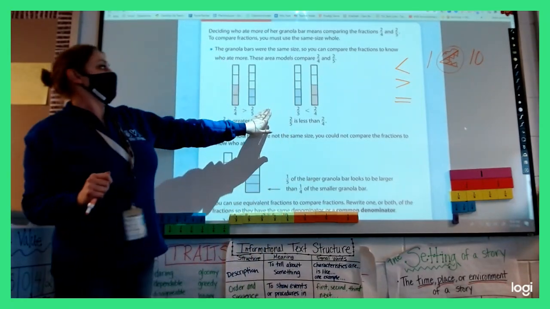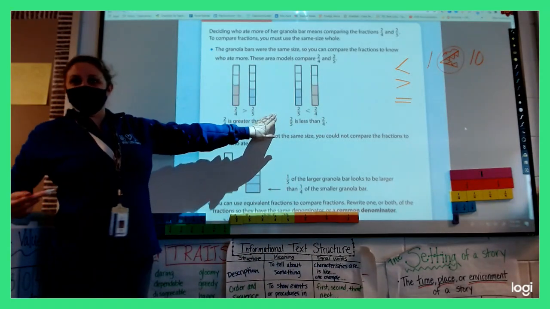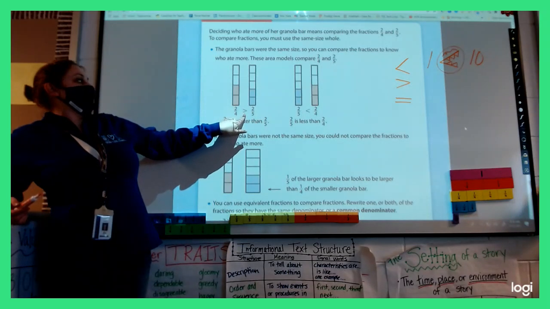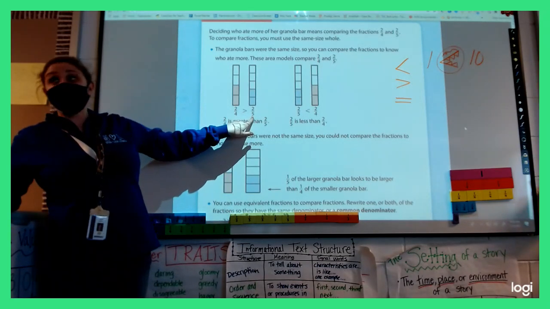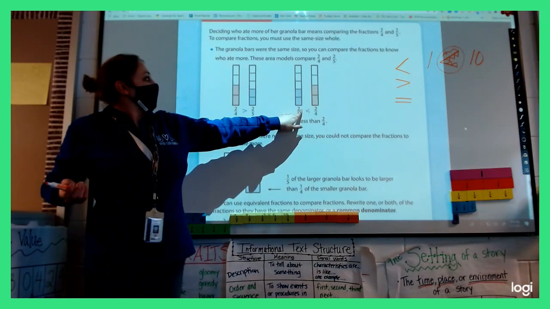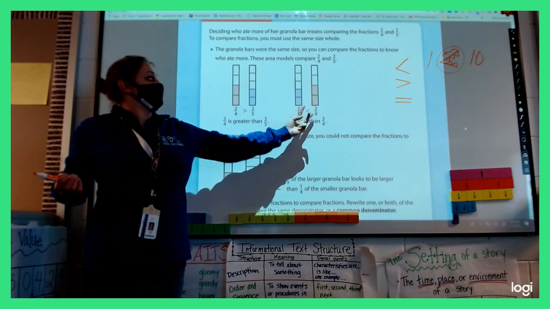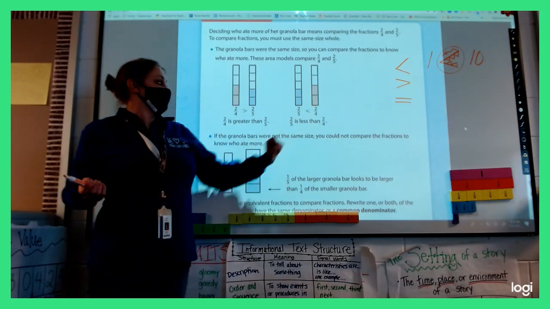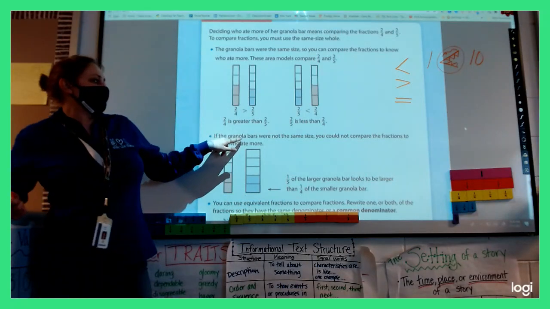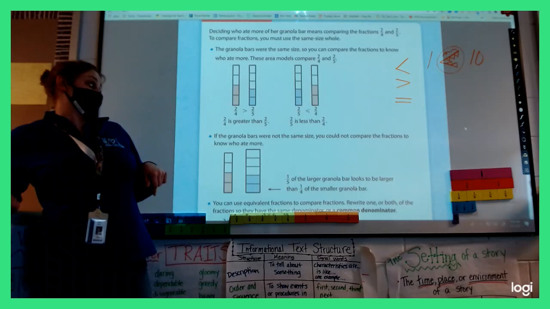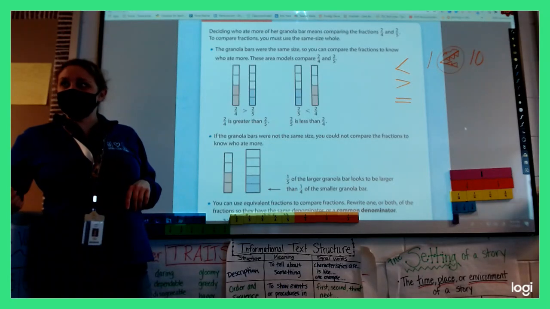So here are our granola bars again. They don't look as tasty anymore. They took away the pictures. But look, they said 2/4 is greater than 2/5, which is exactly what we had just said. And on this side, they just reversed the 2 columns, and we would flip our sign because 2/4 is bigger. If the granola bars were not the same size, you could not compare the fractions to know who ate more.